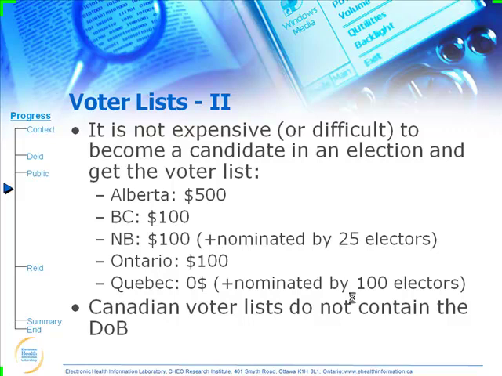So it's $500 in Alberta, $100 in BC, $100 in New Brunswick. In Ontario, it's $100 without any nomination forms. In Quebec, it's free with nominations.